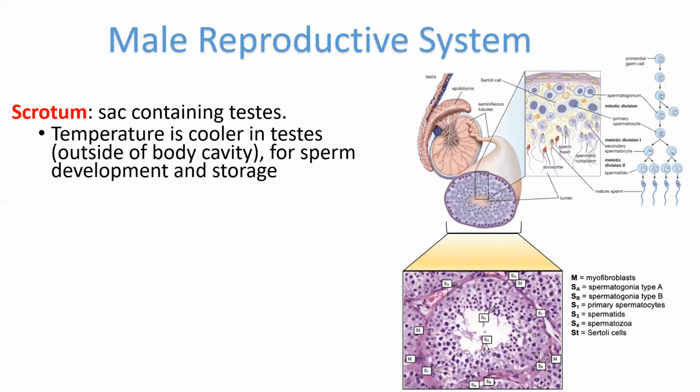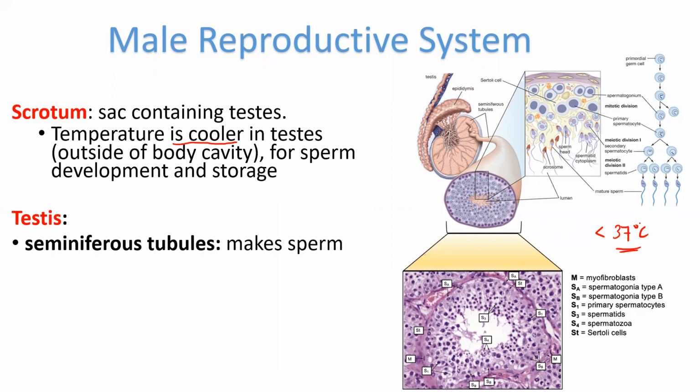Okay, so the scrotal sac actually has a cremaster muscle. We'll look at that in a moment. That allows the testes to move up and down, okay? And this is required because spermatogenesis, the production of sperm here, occurs at just slightly less than 37 degrees Celsius.